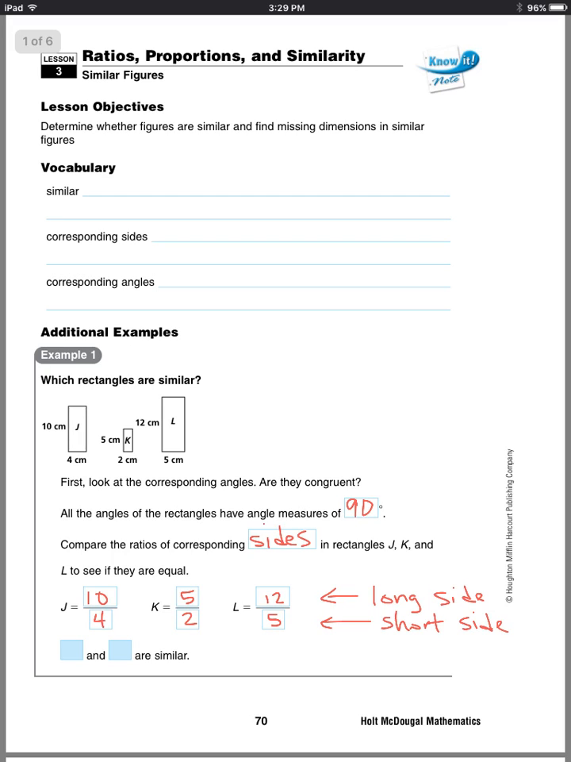Now we need to simplify these. 5 over 2 is simplified. 12 over 5 is simplified. 10 over 4, both even numbers, so they can be divided by 2. And we get 5 over 2. Now, you notice J and K simplify to 5 over 2, L does not. So, J and K are similar, L is not similar to them.